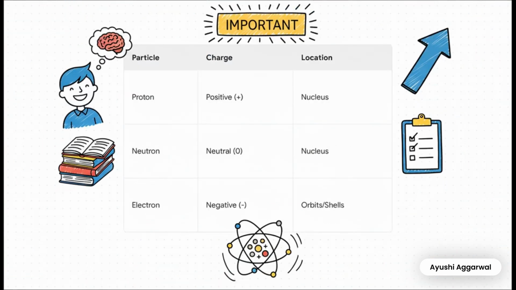Okay guys, pay close attention here. This is super important, especially for exams. You absolutely have to know this table. It's simple, really. Protons are positive. P for proton, P for positive. Electrons are negative. And neutrons, well, they're neutral, no charge. Easy, right? And where are they? Protons and neutrons are in the nucleus, and the electrons are on the outside.